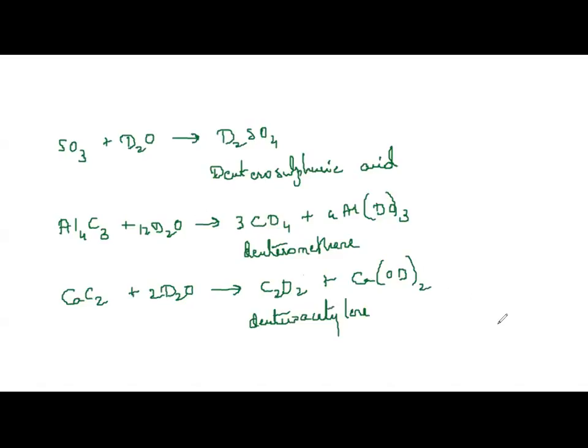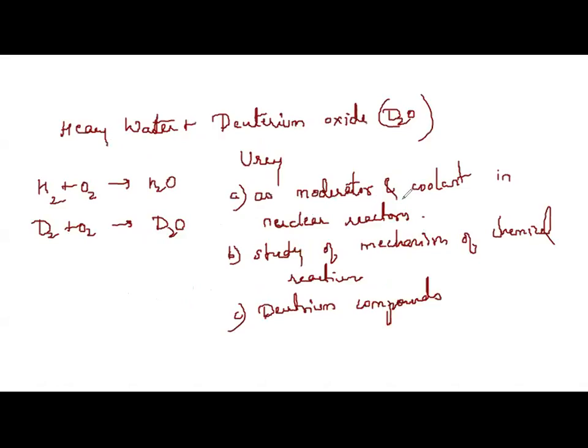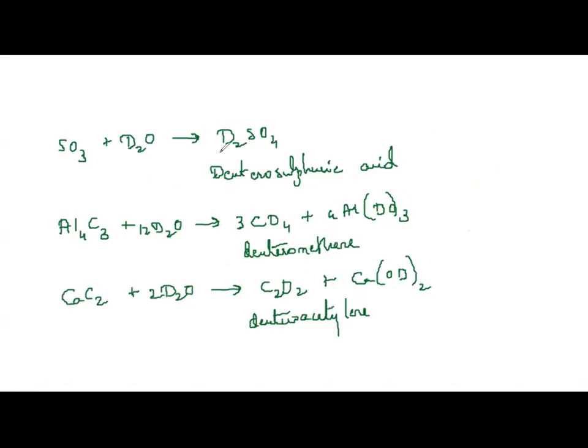So the first application, as we said, is as moderator and coolant in nuclear reactors. It is used in the study of mechanism of chemical reactions. And third, it is used in preparation of various deuterium compounds like deuterosulfuric acid, deuteromethane, aluminium deuteroxide, deuteroacetylene and calcium deuteroxide. So this is all about heavy water.